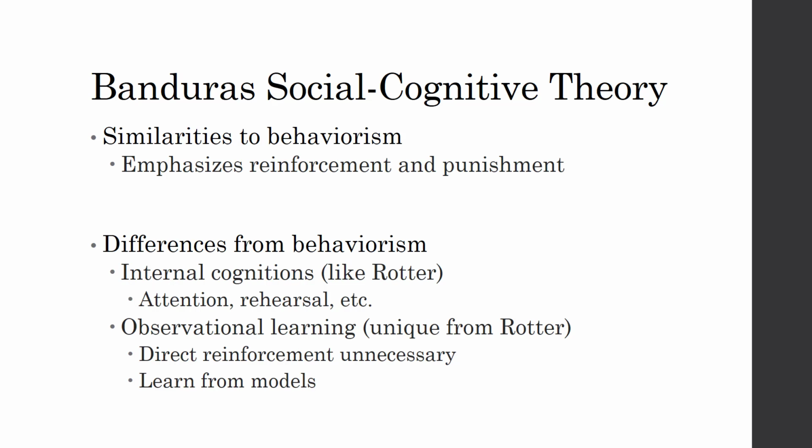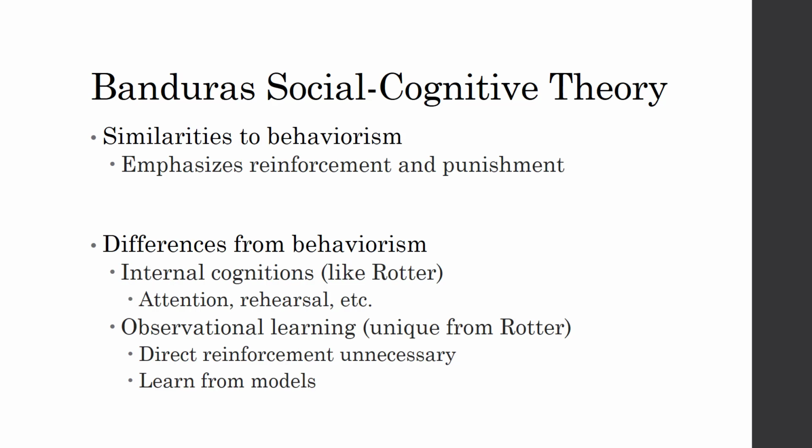Now, the similarity to behaviorism is that he's also emphasizing reinforcement and punishment. Yet there are important differences from behaviorism. Specifically, social cognitive refers to how we interpret social situations. So the interpretation, that's the cognition. Social situations, that's the social part. And so he focuses on internal cognitions.